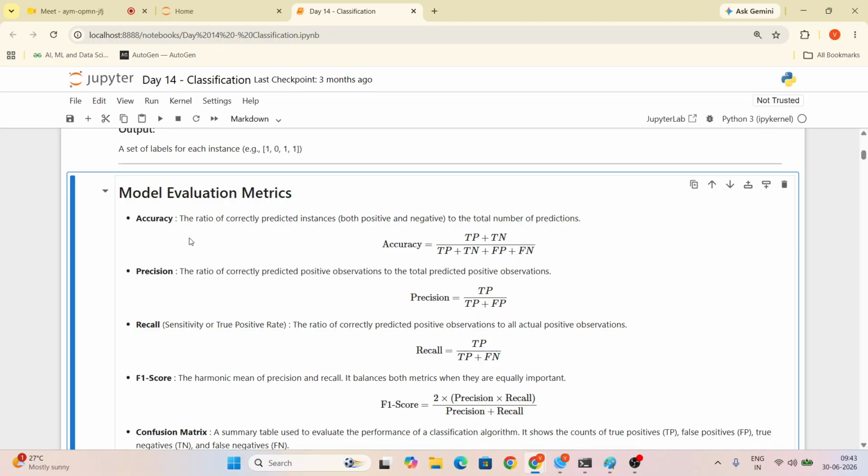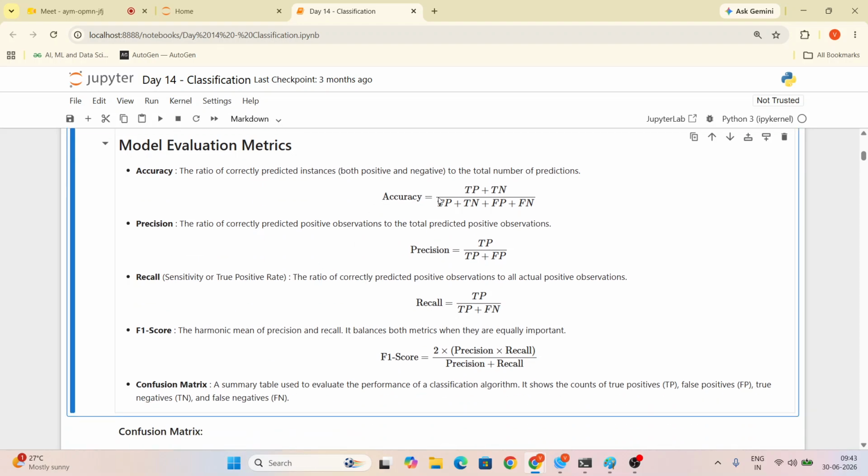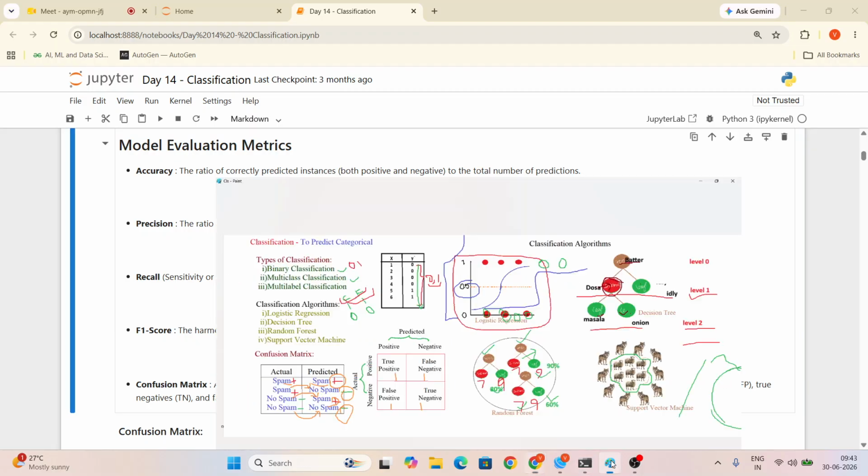In your classification part, what are the things we have? Accuracy, precision, recall, and F1 score. By the way, we also have the confusion matrix. So this is the formula of accuracy. You can calculate, all are 1, right? So all are 1, right?